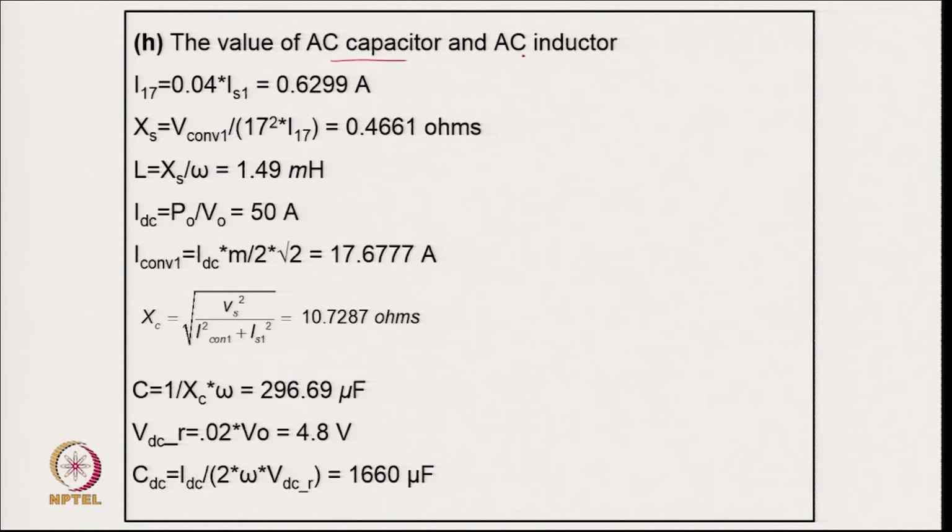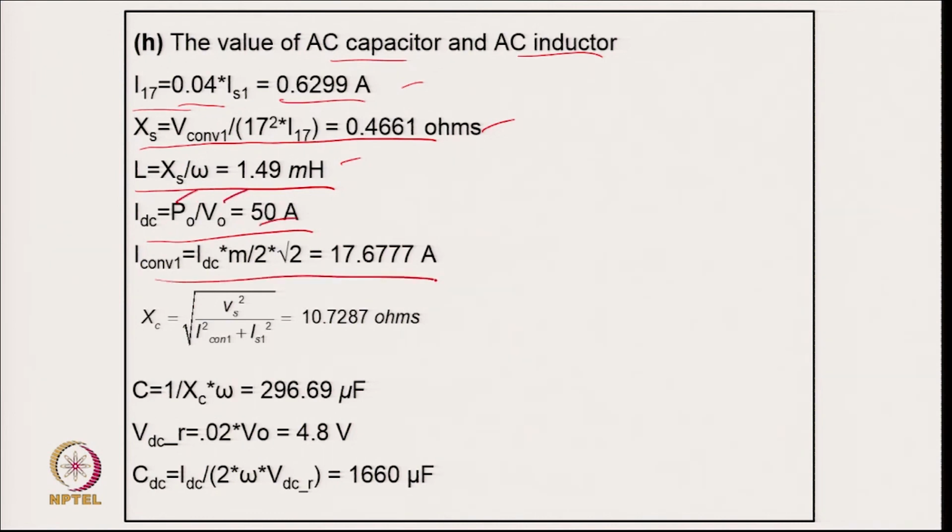And coming to the AC capacitor and AC inductor, we say the 17th harmonic is only 4% of the fundamental. So, we get the 17th harmonic, and from this we get the reactance value. From that we can find the corresponding inductance value of 1.49 millihenry, and we have the DC link output current, which is power divided by voltage. So, it comes to 50 ampere.